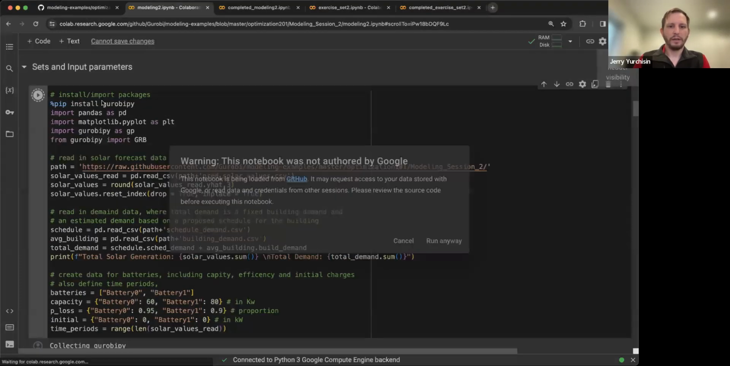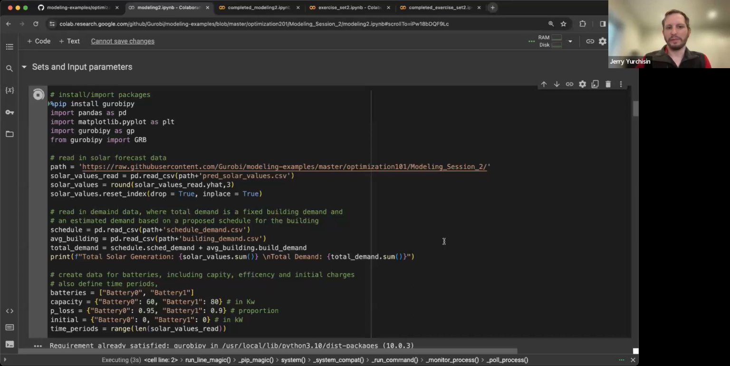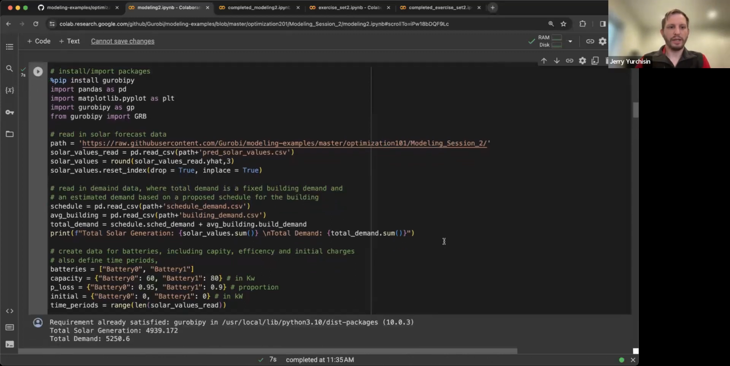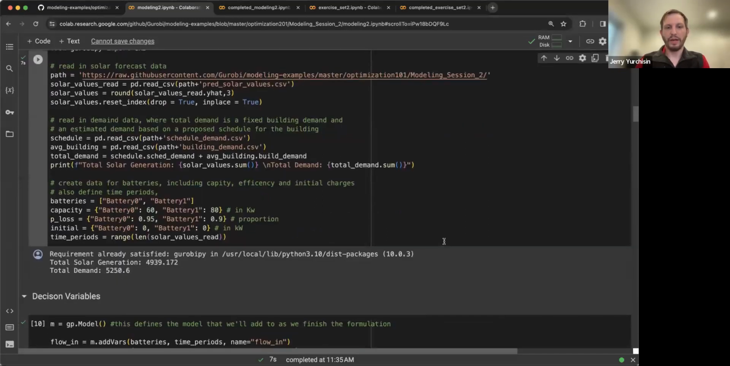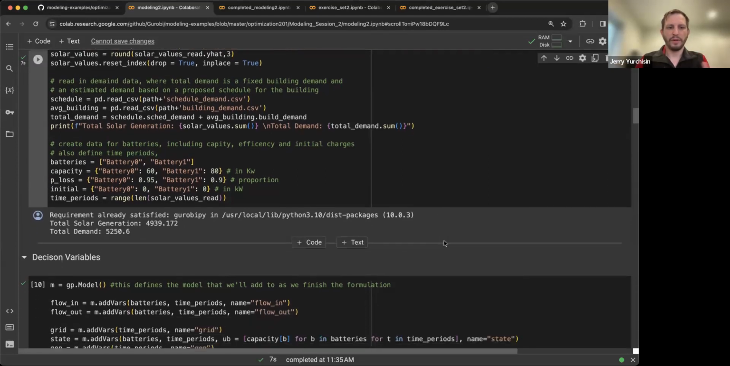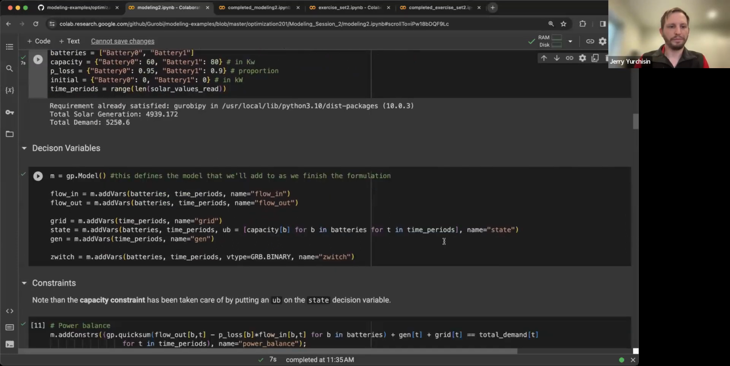So let's first run anyways. It always gets me, it always surprises me. What this chunk of code is doing is installing Gurobi Pi, importing the packages, and then reading in lots of data and setting up lots of data. So we're reading in the solar forecast, reading in the energy demand forecast, or what we think that's going to be, and also parameters about the batteries, capacity, initial charges, and stuff like that that aren't really important for what we're going to be talking about here.